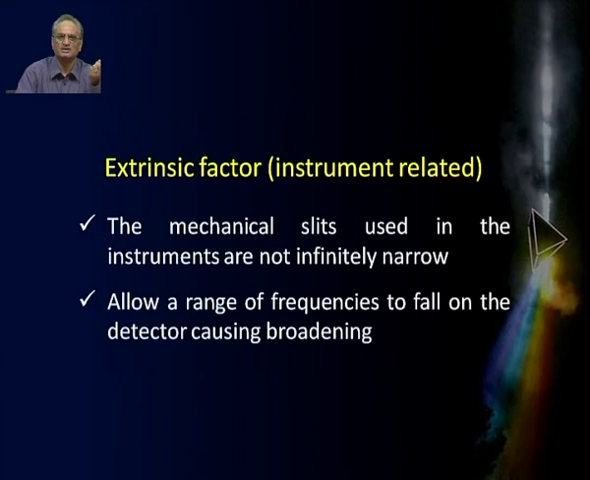What we can do is, since it allows a range of frequencies to pass through, if I make the slit narrower and narrower, I can control the frequencies going there. So, when I am controlling the frequencies going there, I am controlling the width of the spectrum there.